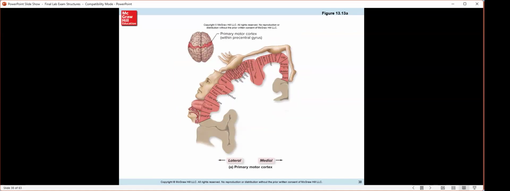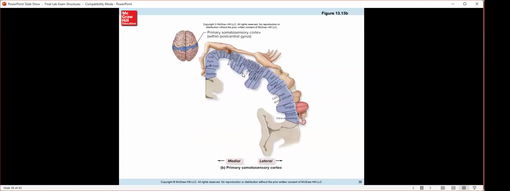We have precentral gyrus, which is in front of central sulcus. Don't worry about knowing the rest of this information here. We have postcentral gyrus going behind central sulcus on the parietal lobe. Don't worry about this extra information here.